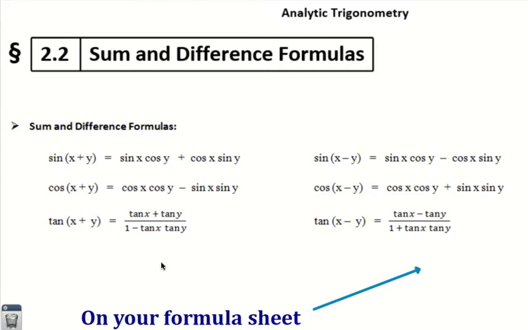And just as one example here, if you have the sine of a sum of two separate angles, like x and y we're going to call them, that is actually going to be equal to the sine of the first angle times the cosine of the second angle plus the cosine of the first angle times the sine of the second angle.